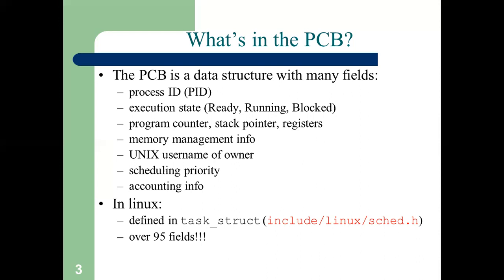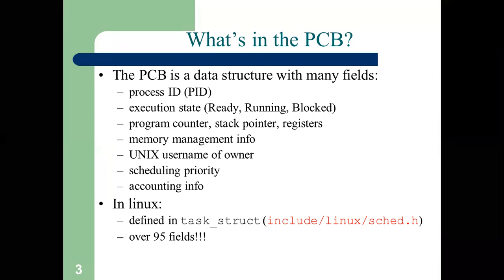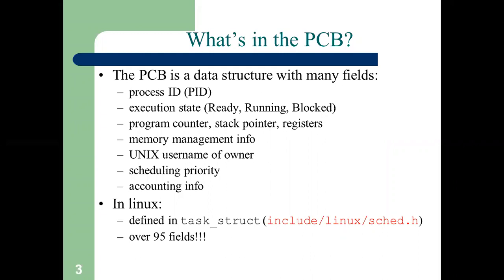In other operating systems, except Linux, there are only a few fields we will use: the process ID, PID, execution state, program counter, stack pointer register, memory management info, Unix username of owner, scheduling priority, and accounting information. But if we use Linux, and maintain the PCB, that is the data structure, then we will use over 95 fields. In the preceding one, there are only a few fields.